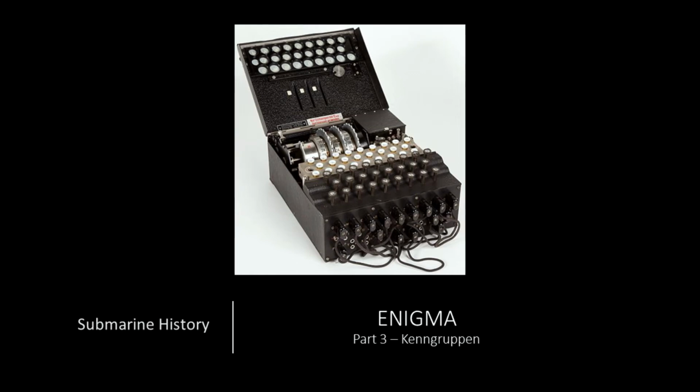Hey everybody, welcome back to Submarine History, where today we're going to continue the briefing series on ENIGMA. Today we're going to spend a little time talking about Kenngruppen, which was a key that was sent with every ENIGMA message to make each message unique and added complexity to the Allies' effort to break ENIGMA messages.